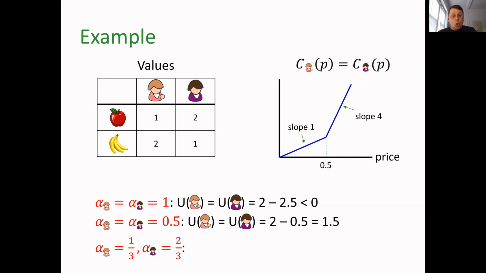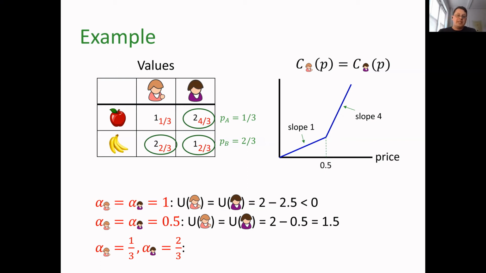Now, it turns out it's not the only equilibrium, right? There are other scaling factors that work as well. For example, suppose the pink player scales their valuation down by 1/3, and the purple player scales down her valuation by less, right? By, say, 2/3. Then these red values are what gets declared to the mechanism. And we can see what would the second price auction do? Well, the purple player certainly wins the apple, right? Because 4/3 is higher than 1/3. But there's a tie on the banana. Either way we resolve that tie, the price on the banana will be 2/3.